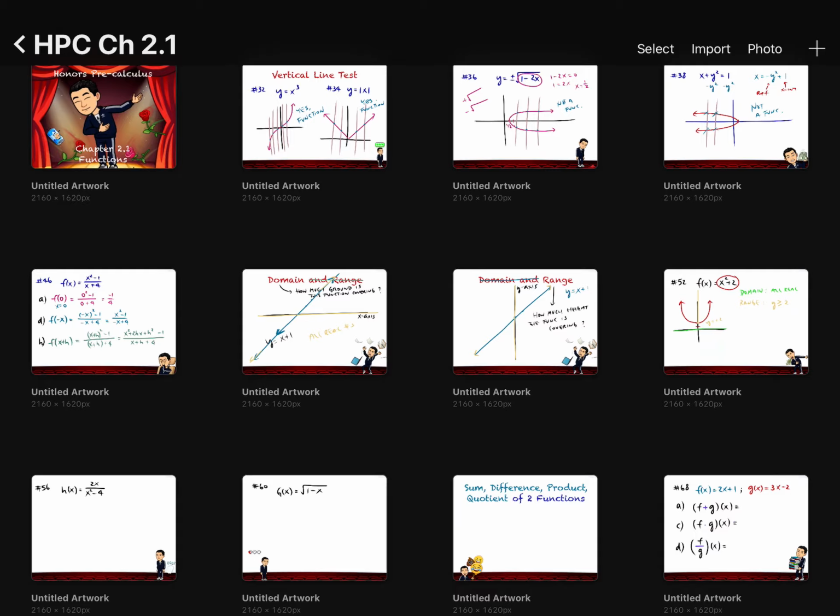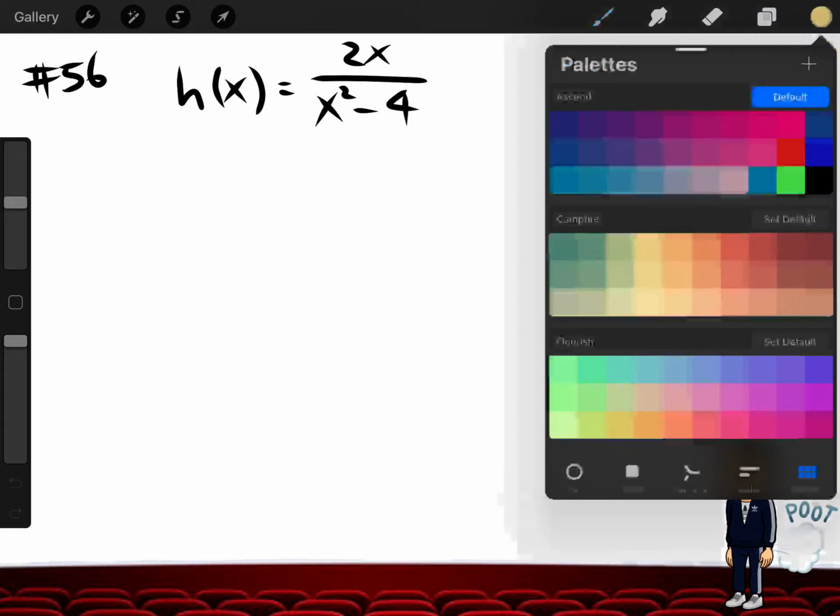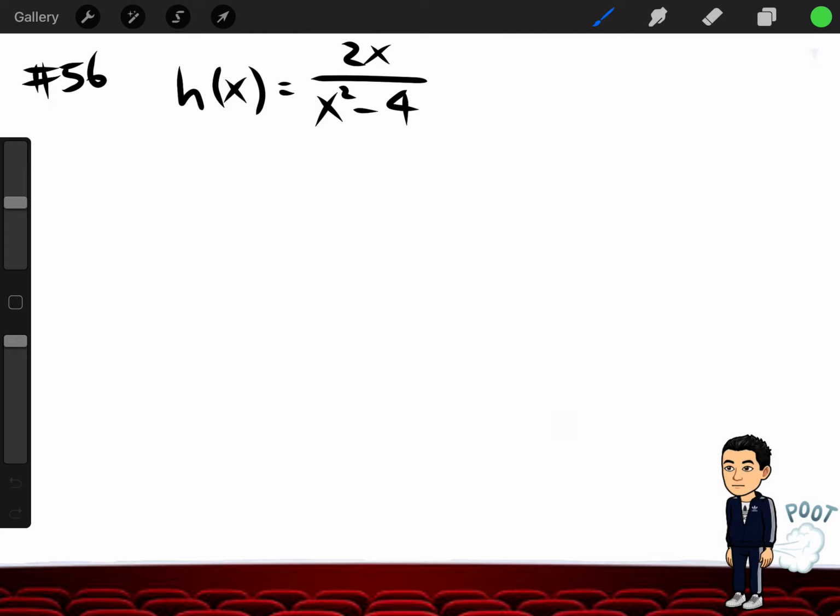Let's move on to the next one. All right, so this is one that you don't need to graph. This graph is going to look a little crazy. You can definitely put it in your graphing calculator and check out how it looks. So this is a rational function.